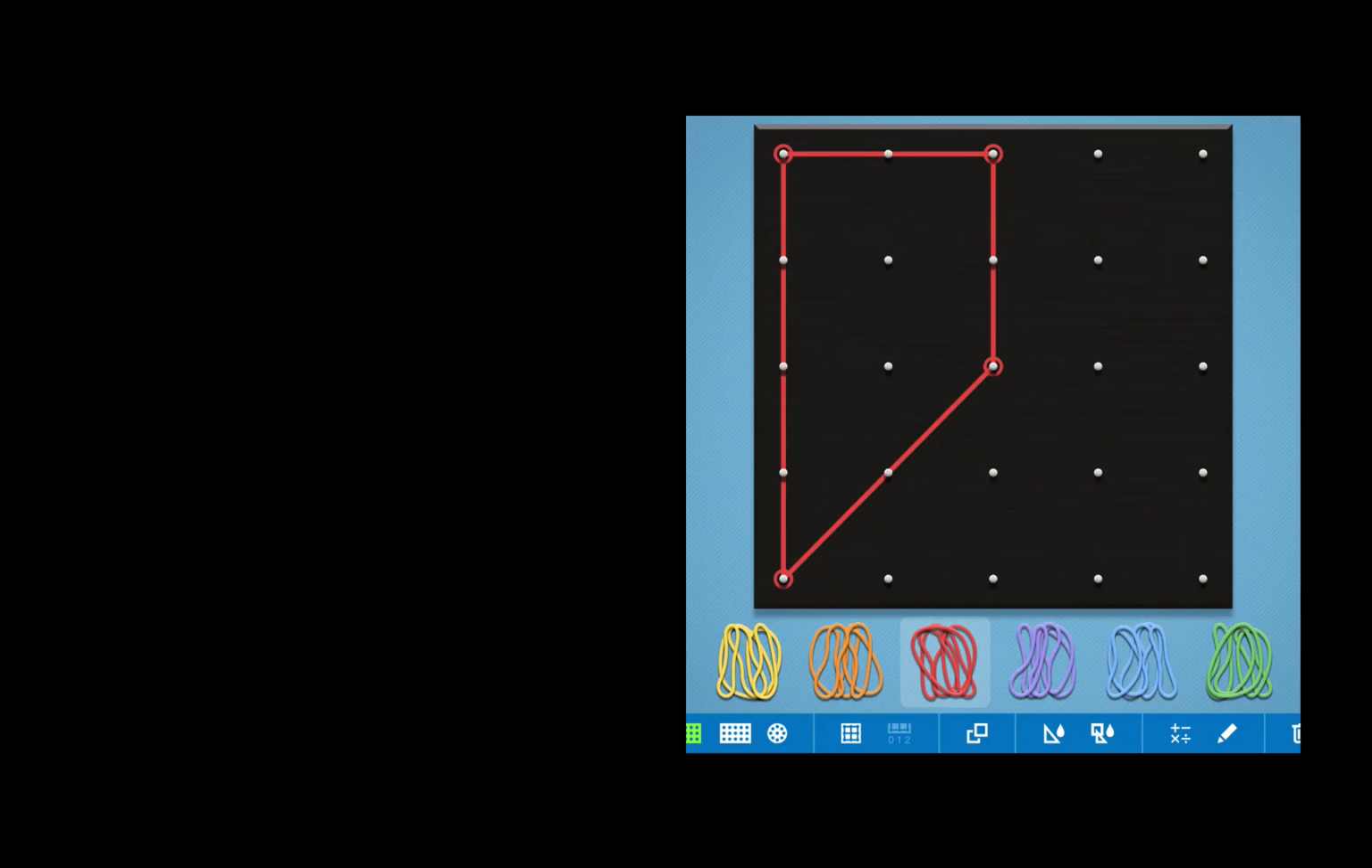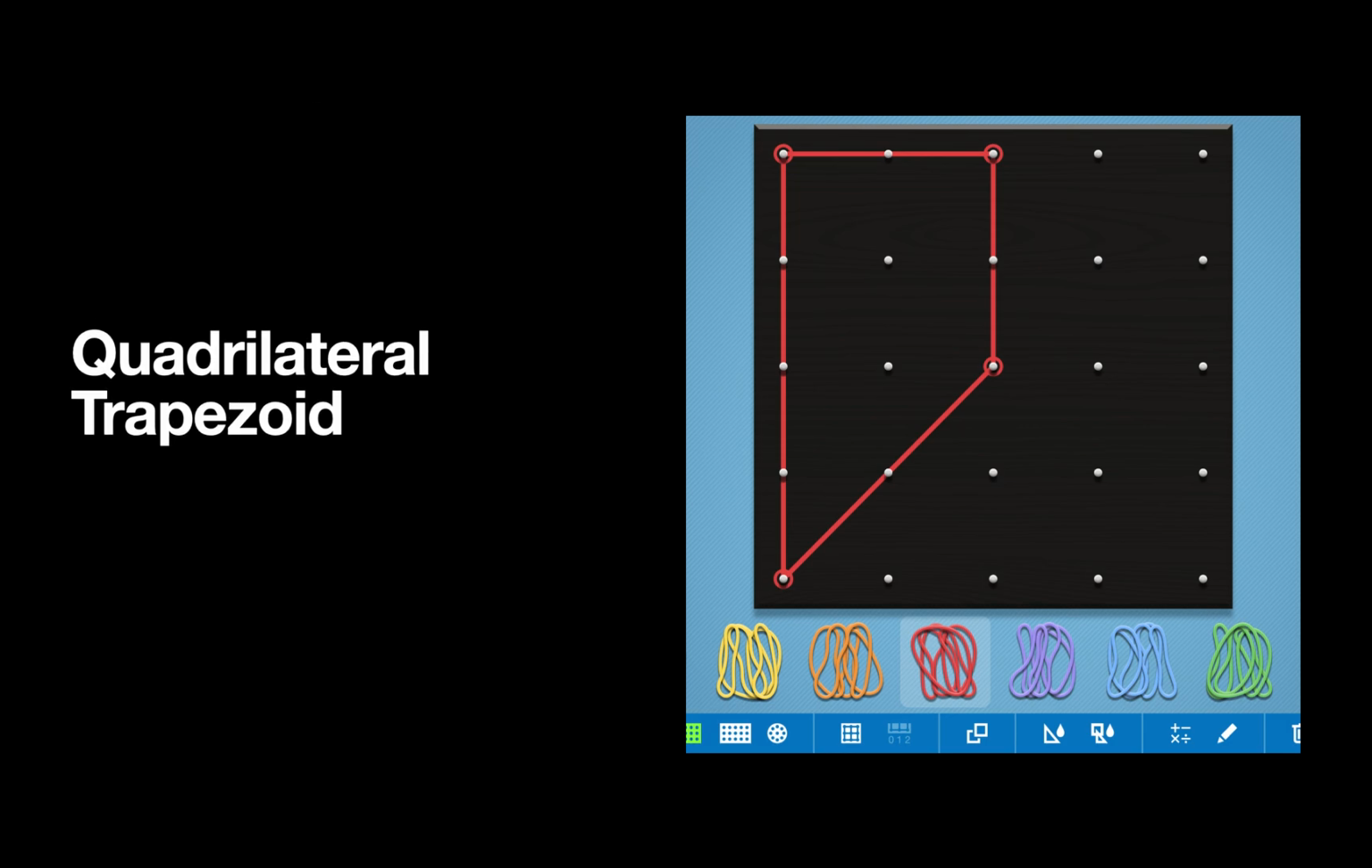Now it's your turn. See if you can recognize these shapes. See if you can name all the ways we can classify these shapes. Did you say this was a quadrilateral? And did you also recognize that it was a trapezoid? It has one pair of parallel sides.